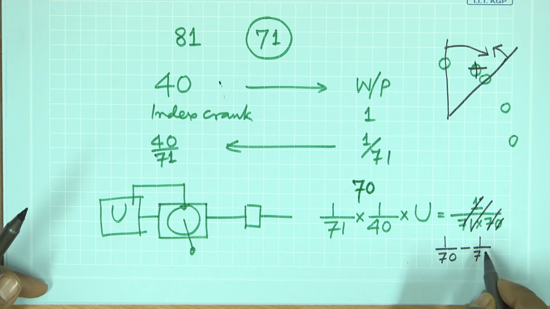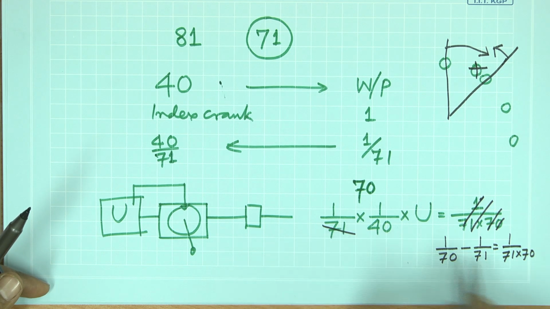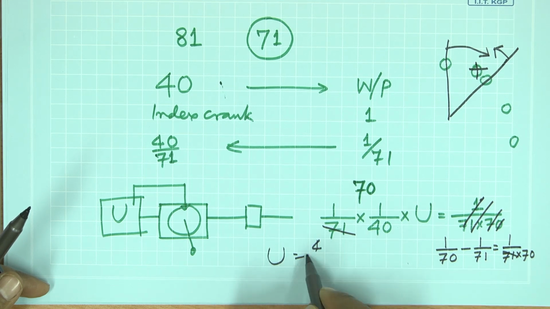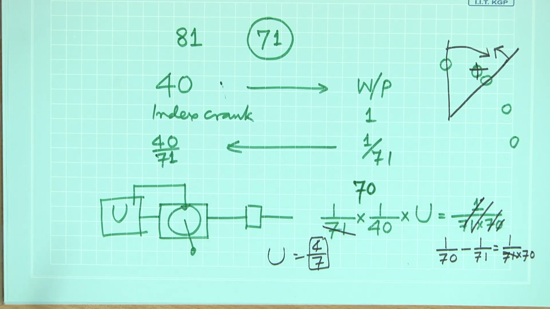So, this is equal to 1 by 70 into 71. Therefore, this one will cancel and u will be equal to 4 by 7. So, simply using u equal to 4 by 7, this gearbox can get this differentially indexed and 1 by 71 rotation will be achieved. Okay, I hope this helps.